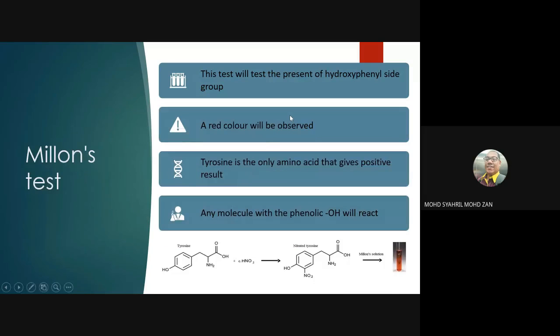This test will test the presence of the hydroxyphenyl group. So what is the structure of the hydroxyphenyl group? When you look at the structure of tyrosine, this is our hydroxyphenyl group. Once it combines with HNO3 or nitric acid, we will get red color. This one you can see is red in color. So the best we use is tyrosine, because tyrosine has a hydroxyphenyl group, or any molecule that has a phenolic OH will react.